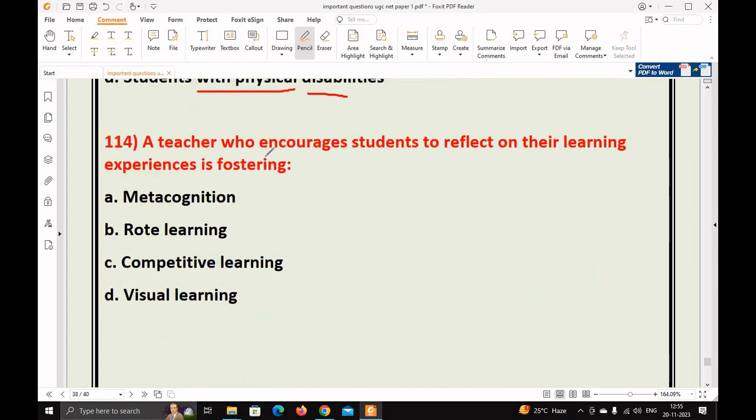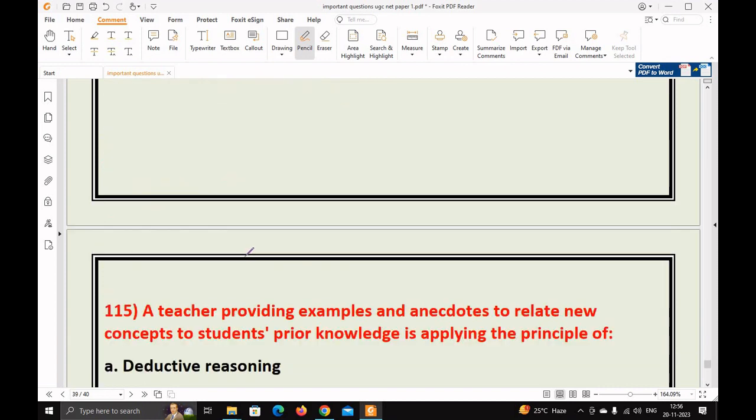Next question. A teacher who encourages students to reflect on their learning experiences is fostering. Options are metacognition, rote learning, competitive learning, visual learning. Option A is the right answer, metacognition.